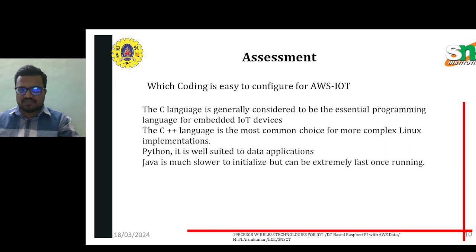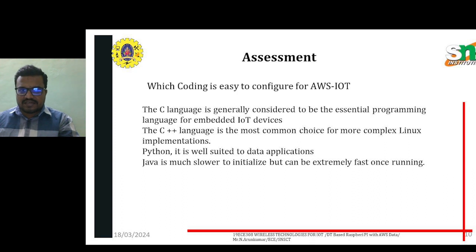Normally we are using four languages. The C language is generally considered the essential programming language for embedded IoT devices. It's a normal coding language, and you can easily understand the concepts of the particular information. The next one is C++. It is the most common choice for more complex Linux implementations. So if you want to upgrade any operating system, then C++ is very useful for identifying the information.